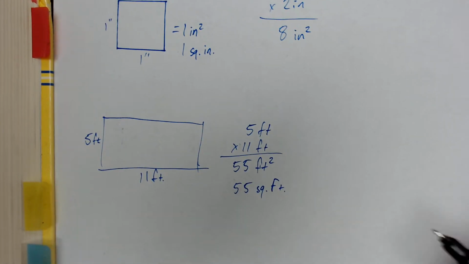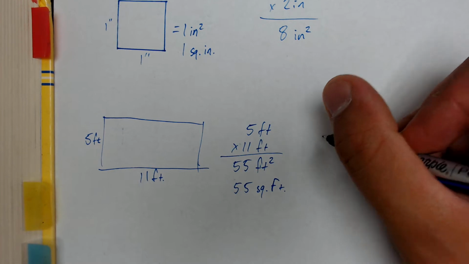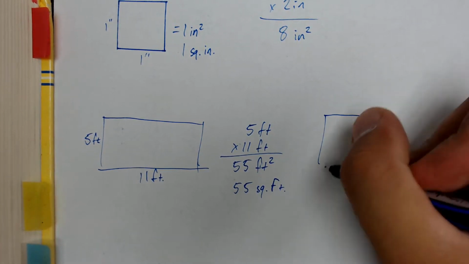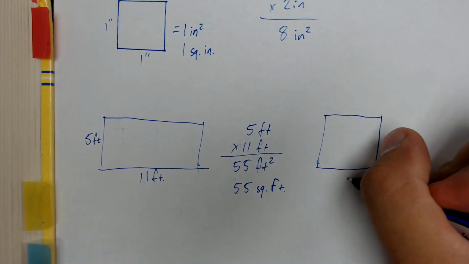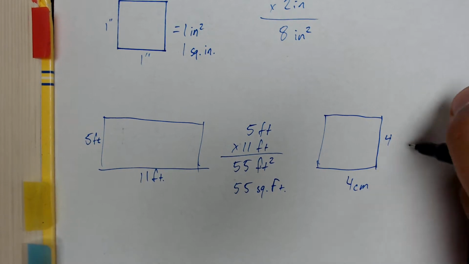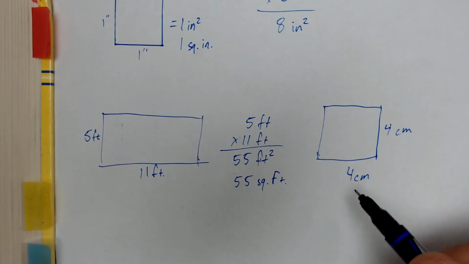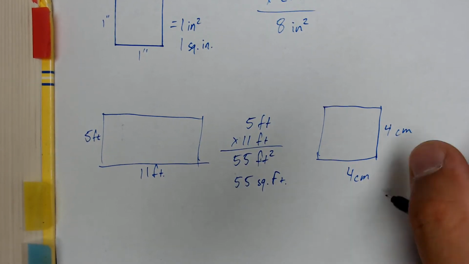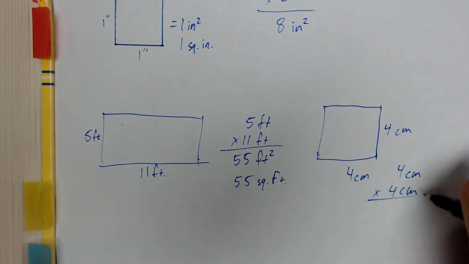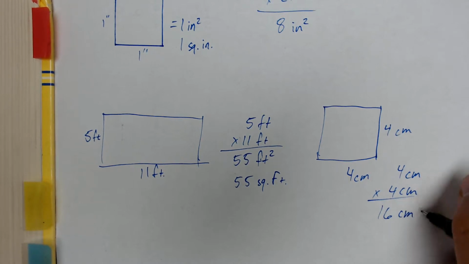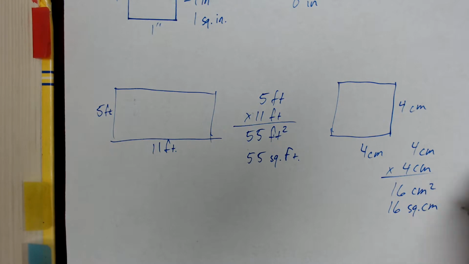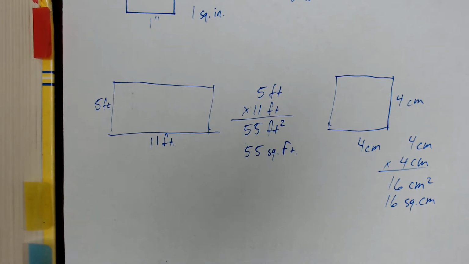Also, the same goes for finding the area of a square, because technically a square is a regular rectangle. So let's say we've got a really nice square here, and it's got a side of 4 and a side of 4, and we'll say this is centimeters. All right, so all I would do is I'd take the base of 4, multiply it by the height of 4. 4 centimeters times 4 centimeters, that would give me 16 centimeters squared, or I could write 16 square centimeters. All right. That's it for finding area of rectangles.